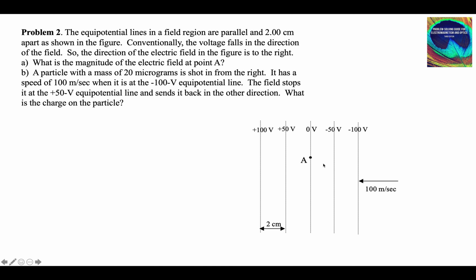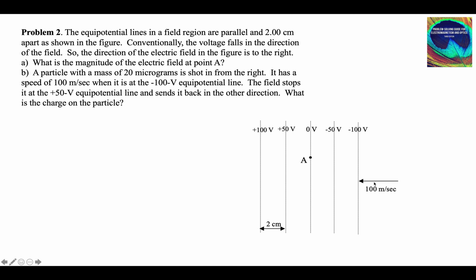Part B, a particle with a mass of 20 micrograms is shot in from the right. It has a speed of 100 meters per second at the minus 100 equipotential line. The field stops it at the plus 50 volt equipotential line and sends it back the other direction. What is the charge on the particle?